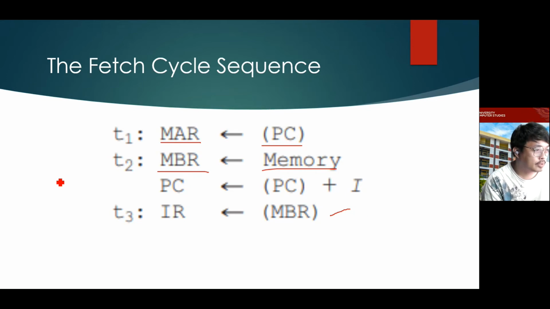Kaya kung mapapansin nyo, first time, second time, nauna si memory to the MBR, then the third time is si MBR to IR. Hindi pwede sila magsabay kasi nga, mag-hold pa lang ng value si MBR from the memory. And from MBR, si instruction register will hold the next instruction. Na kung saan din the next instruction will be fetched from the program counter. Kaya nandito mauuna si program counter dito.